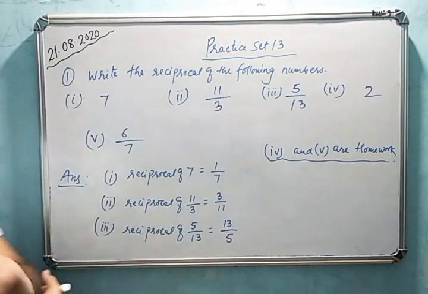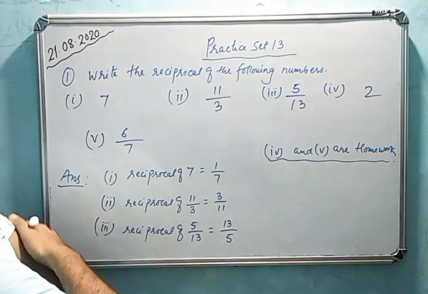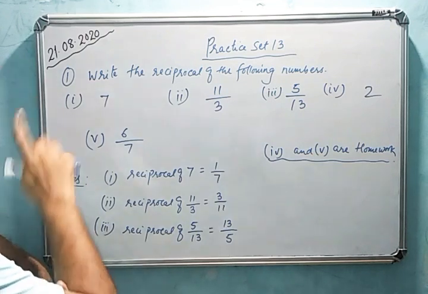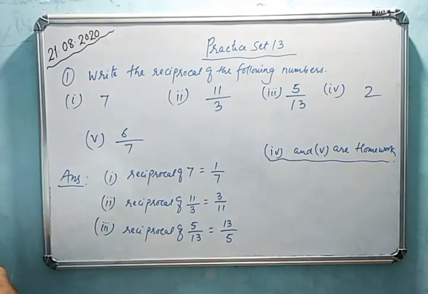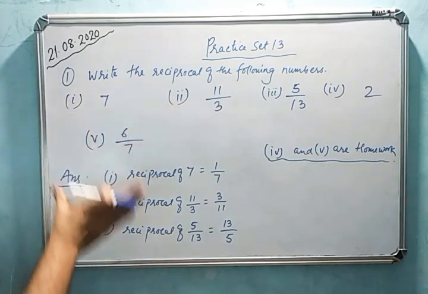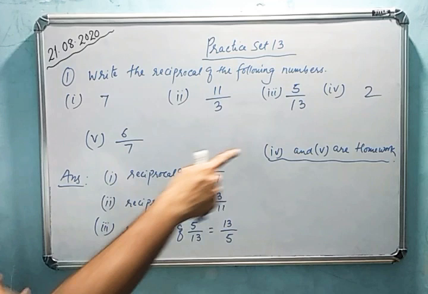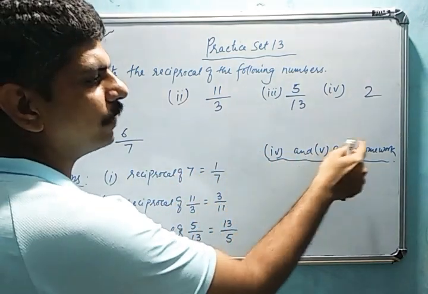Students, now we will see practice set 13. First question is, write the reciprocal of the following numbers. So there are 5 sub questions. You can see I have solved here three sums. 4th and 5th one is homework for you. I have written here 4th and 5th are homework.